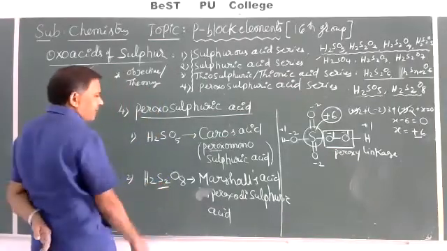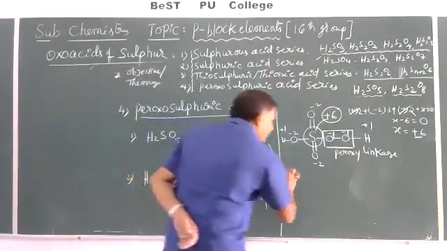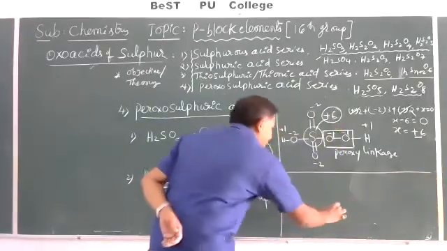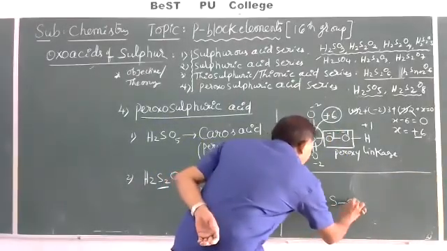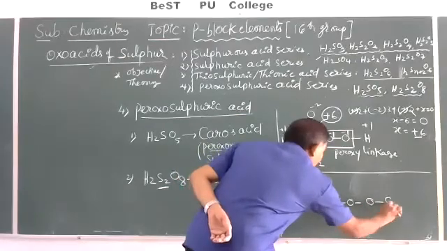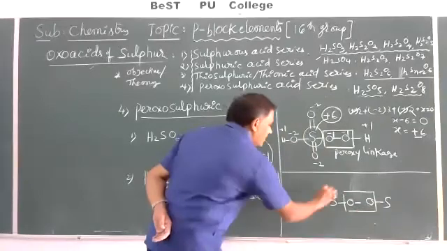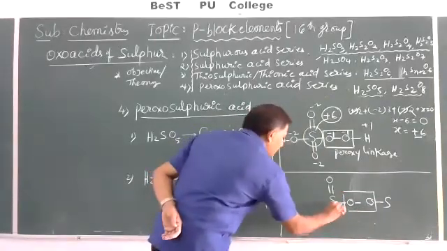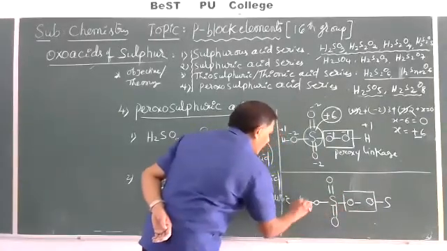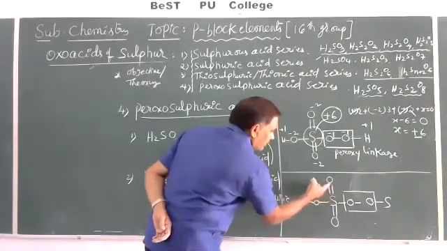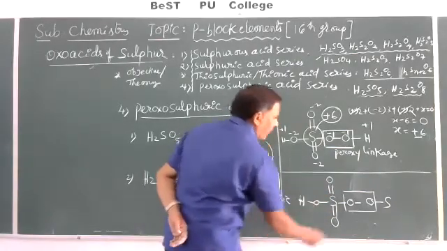Means there are two sulfur atoms. That's why for this we can take its structure like this. Between oxygen and oxygen there is one peroxy linkage. Now it is common: double bond O, bond OH. One oxygen sulfur double bond, here one OH.